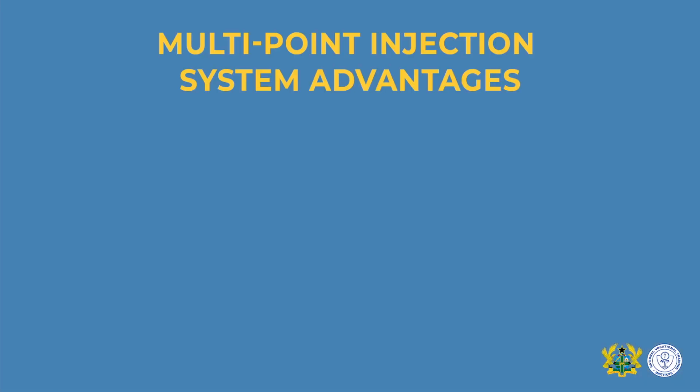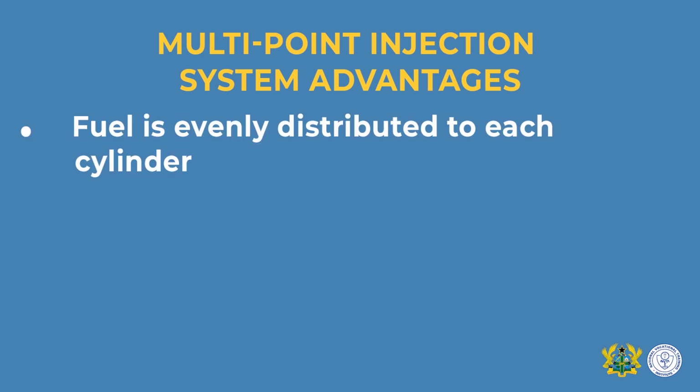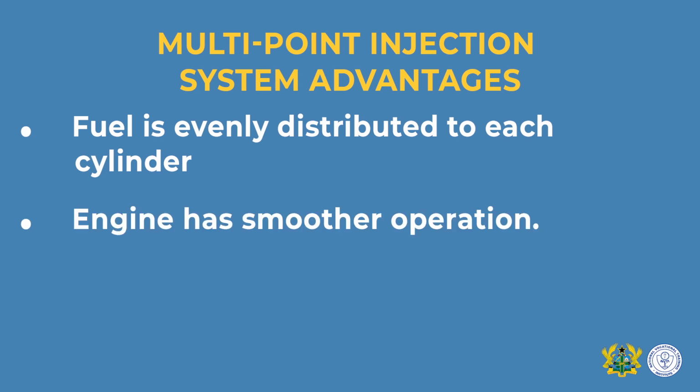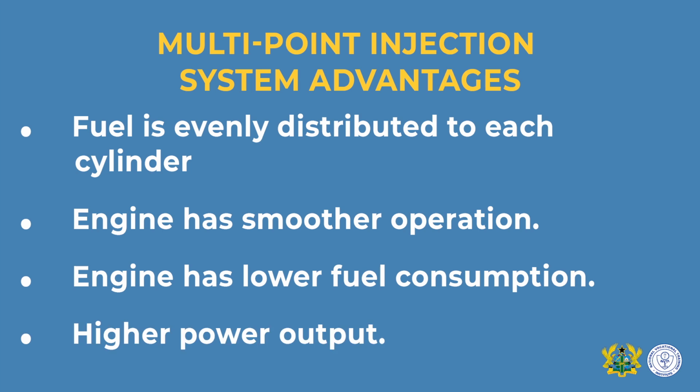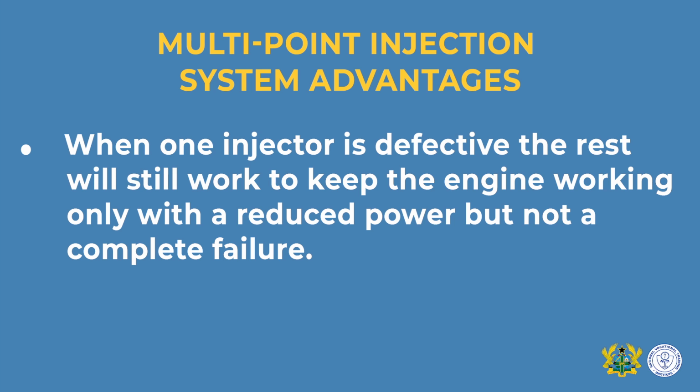The advantages of the multi-point injection system are these. 1, fuel is evenly distributed to each cylinder. Engine has a smoother running operation. There is always lower fuel consumption with the multi-point injection system. There is higher power output. When one injector spoils or is defective, the other cylinders can still work, instead of the engine completely running off as in the case of the single injector. That makes the multi-point injection system very effective and efficient for modern engines.